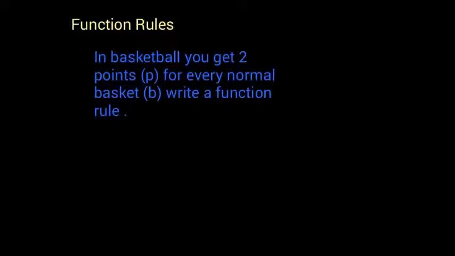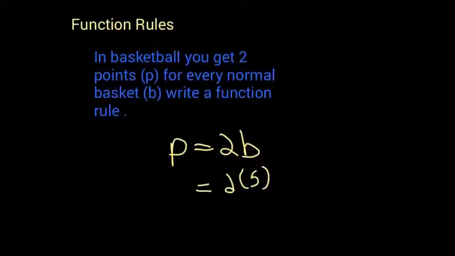So the total number of points we would get is in relationship to how many baskets we get. So points is dependent on the number of baskets, and we get 2 points per basket. So we would have 2 points per basket equals the number of points. So if we made 5 baskets, we would get 2 points for 5 baskets, which would equal 10 points.